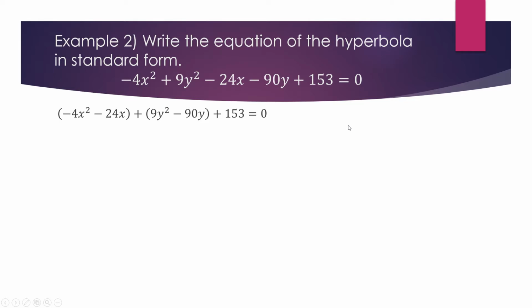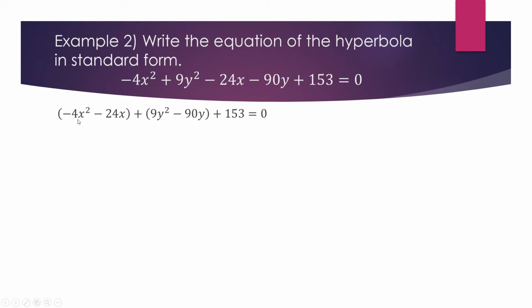own set of parentheses. So now in the first set of parentheses, you have negative 4x squared minus 24x, plus in the second set of parentheses, 9y squared minus 90y plus 153 is equal to 0. For any terms that are negative, make sure that you keep the negative sign with it inside the parentheses. So if this was a minus 9y squared, I would put the minus with the 9 on the inside. Watch out for that, please, on your assignment.